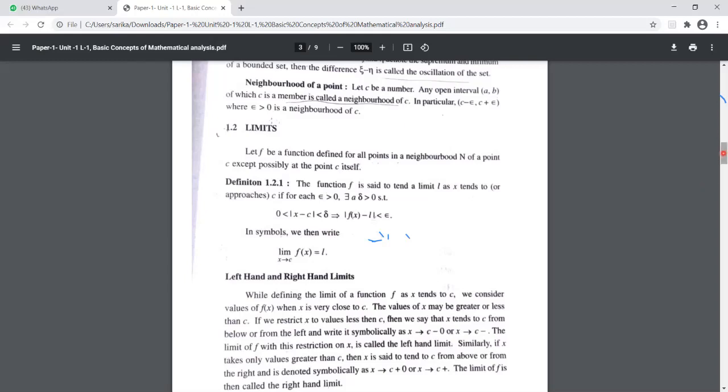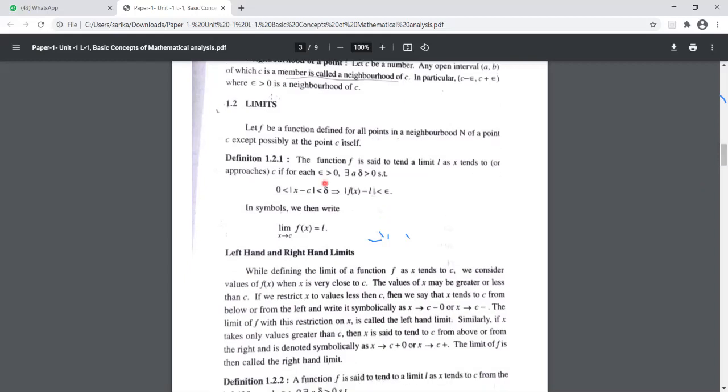Now let us continue. Limits. Let f be a function defined for all points in a neighborhood N of a point c, except possibly at the point c itself.